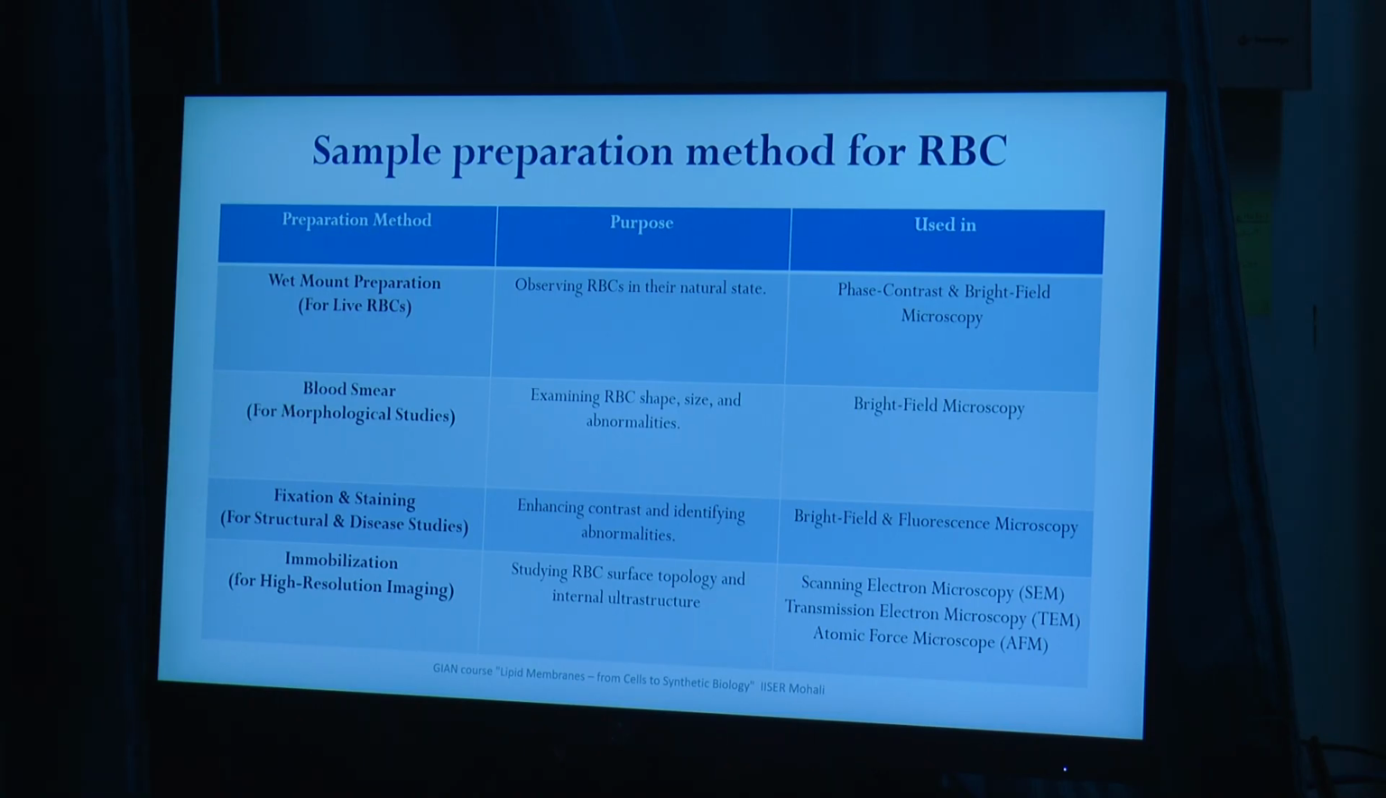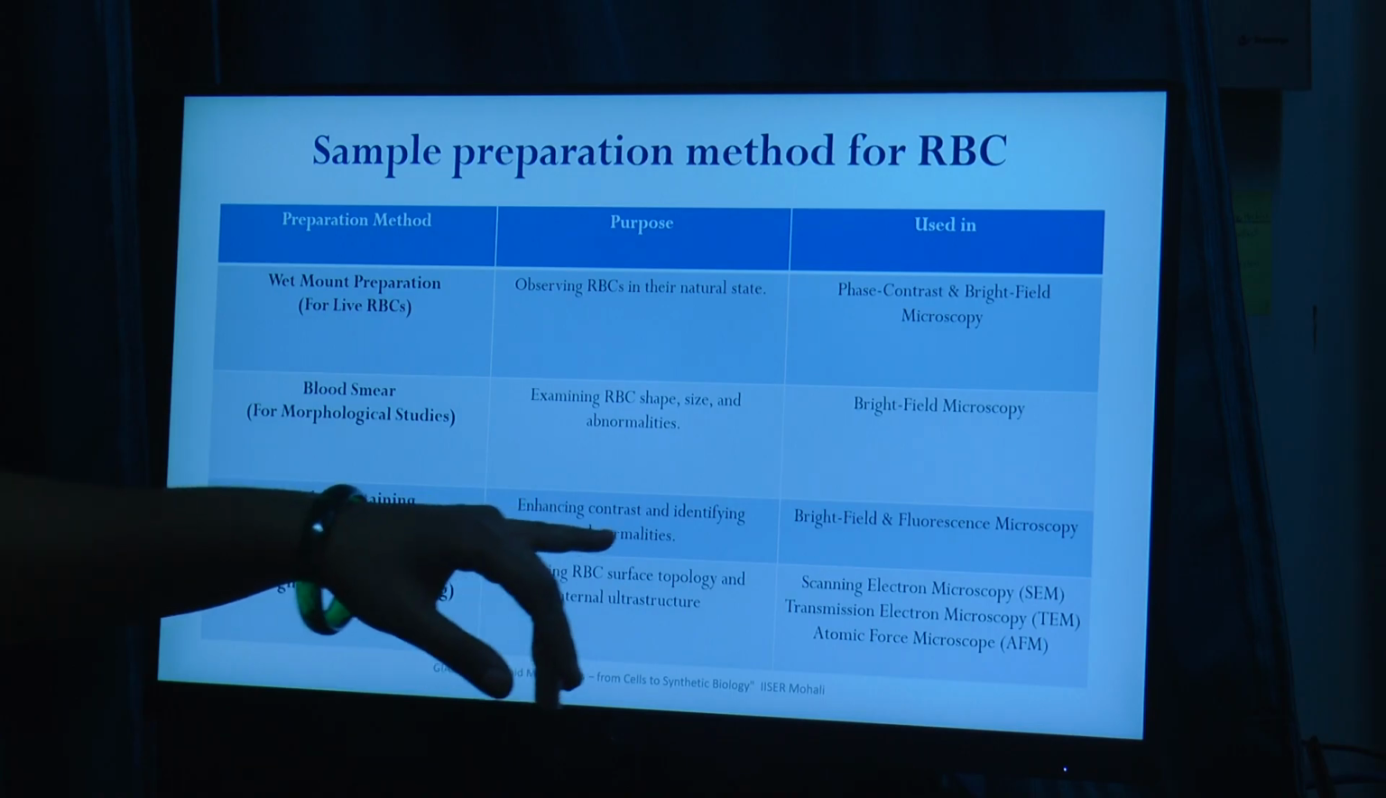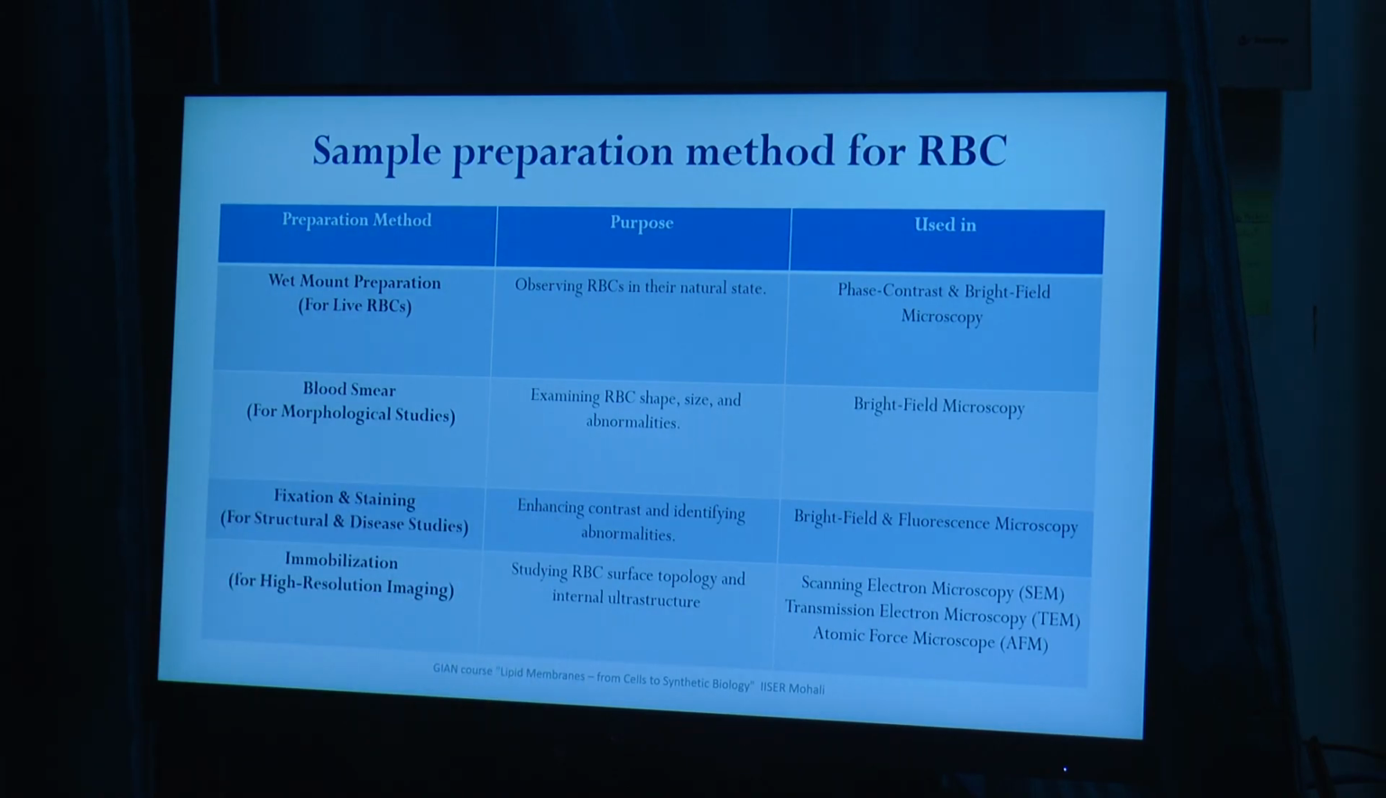The second is the blood smear technique, which is a standard technique which we even see in pathological labs, where we are just looking at the change in the morphology and the structure of the red blood cell. The third is fixation and staining. Fixation and staining is just to enhance contrast and look at the abnormalities, which I showed you when I was showing the images of red blood cells for sickle cell anemia and all that.